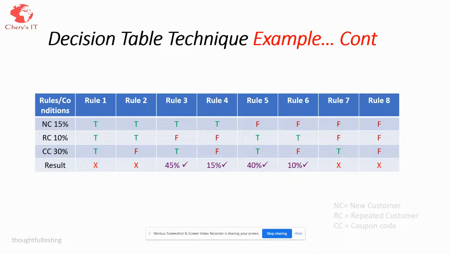Now, rule number seven: he is not a new customer. He is not an old customer, but still he got a coupon code from somewhere else. Well, what will you do with that coupon code? That goes invalid, right? So this test case is an invalid scenario, but it is a negative scenario. You can test it as a tester as a negative scenario. Moving on to rule number eight, where everything is false. It's an invalid scenario that doesn't exist. As a tester, we don't test it.